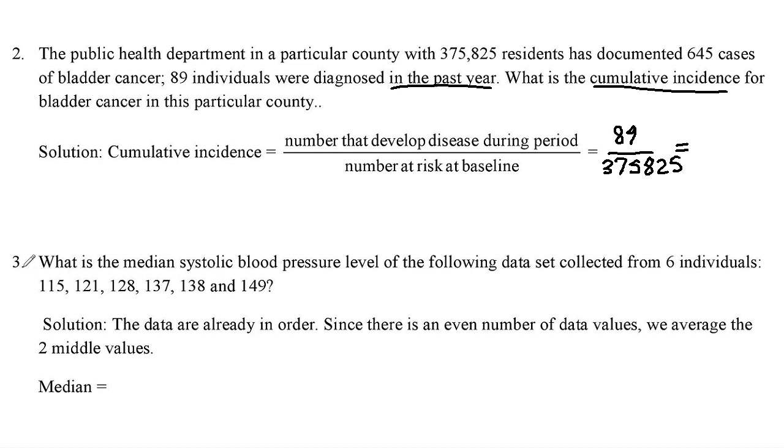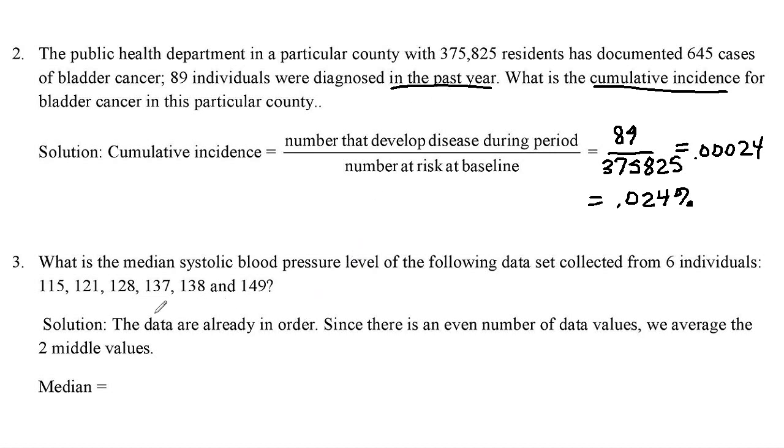And then if you change this to a decimal, you will get 0.00024, and as a percent, that's move the decimal over two places, 0.024%. So that's your cumulative incidence over a year.